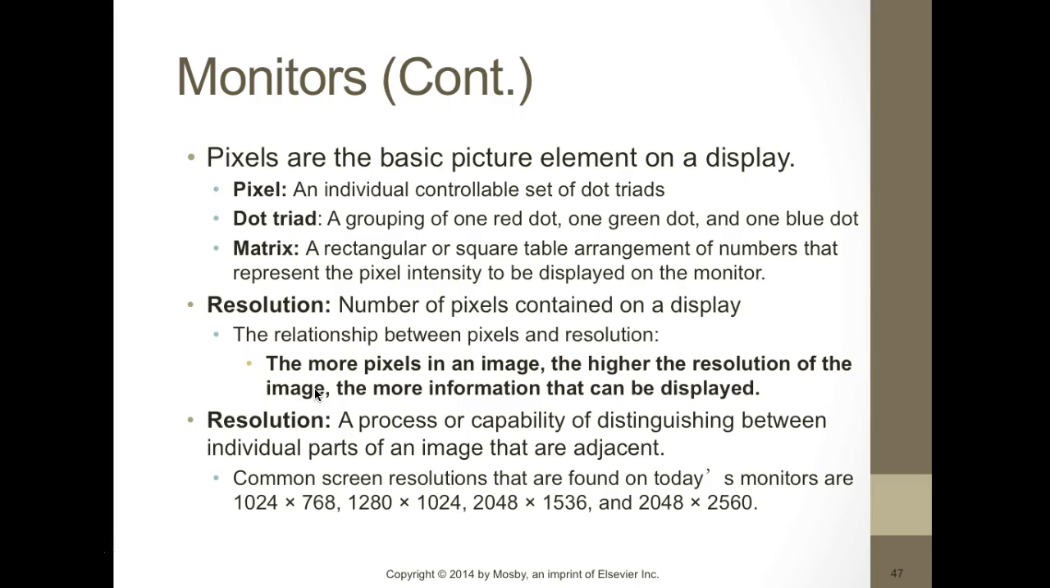So matrix, it's a rectangular or square table arrangement of numbers that represent a pixel intensity to the display on the monitor. So what is resolution? It's the number of pixels contained on a display. The relationship between pixels and resolution: the more pixels in an image, the higher the resolution of the image, the more information that can be displayed. So resolution is a process or capability of distinguishing between individual parts of an image that are adjacent.